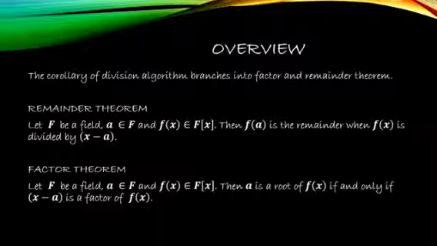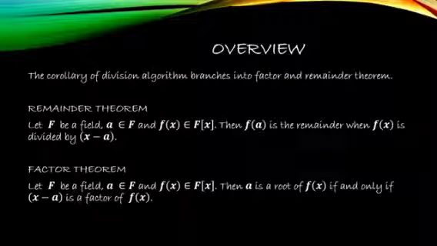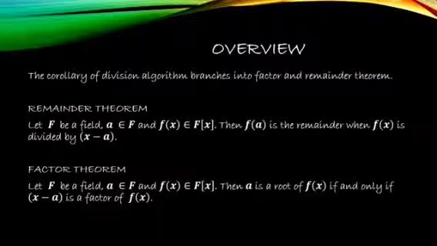Factor theorem: let F be a field, a belongs to F, and f(x) belongs to F[x]. Then a is a root of f(x) if and only if x minus a is a factor of f(x). That's why, if 5 is a root, I told you x minus 5 is a factor. That is by the factor theorem. So when I say f(a) is the remainder, then x minus a has been used to divide f(x).